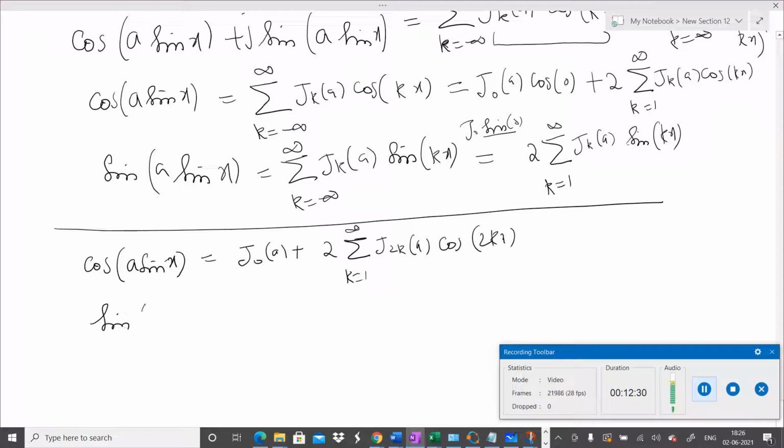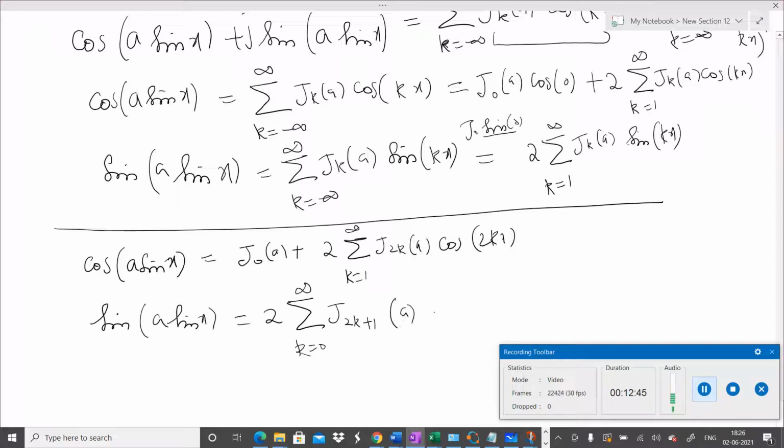Similarly, you can easily show that for sine of a sine x, the J_0 term is not there, and the sum is twice, for k equal to 0 to infinity, with J of 2k plus 1.